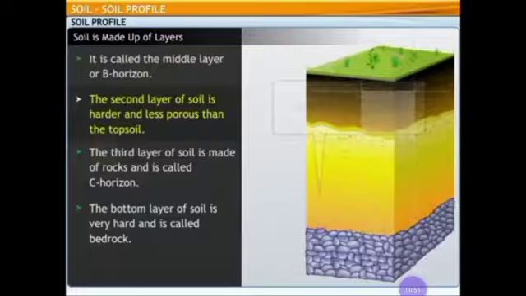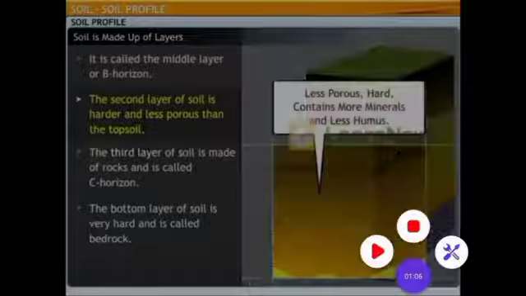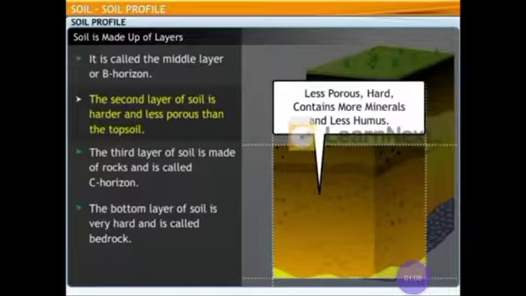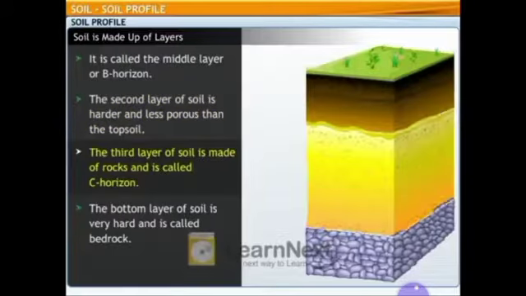Below the A horizon is the E horizon. This layer is light in color and situated just below the A horizon. It is made up of sand and silt. The other layer is the B horizon or the subsoil, which contains clay minerals, that is iron, aluminium oxide and calcium carbonate.